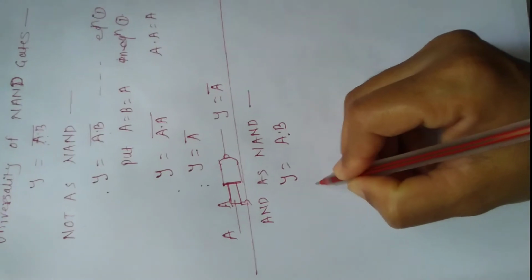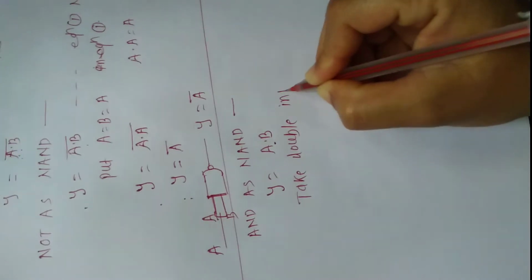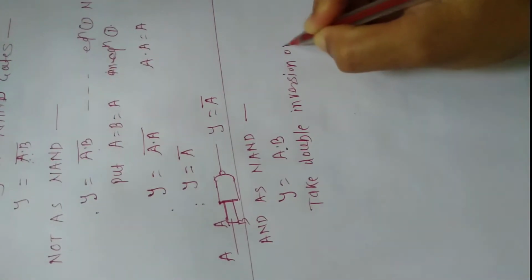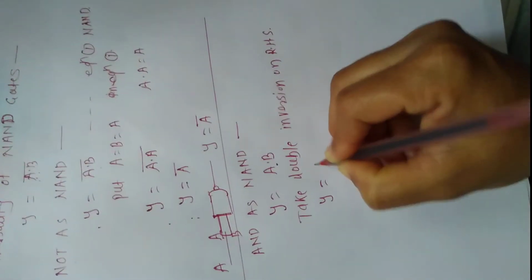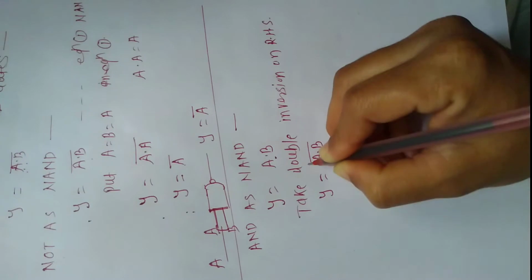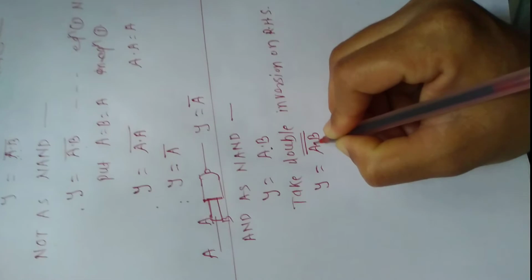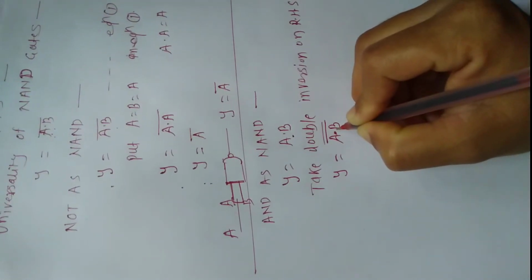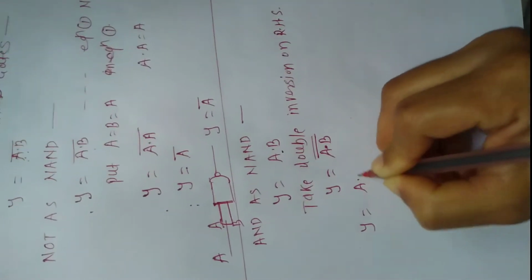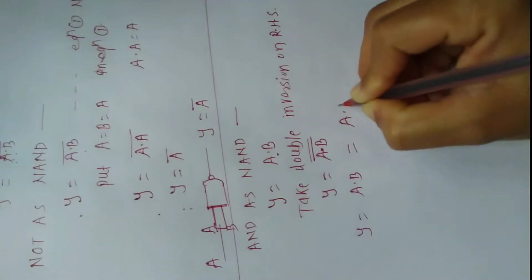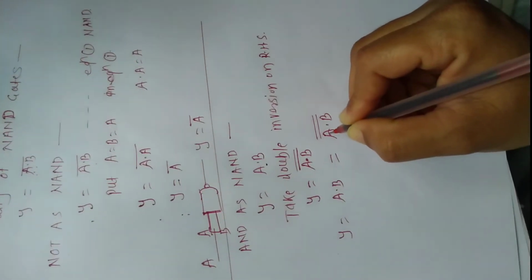So take double inversion on the RHS. So y equals a into b double bar, this is the expression, and a into b complete bar is represented in the form of NAND gate. So y equals a into b is represented in the form of NAND as a into b double bar, this is AND as a NAND.